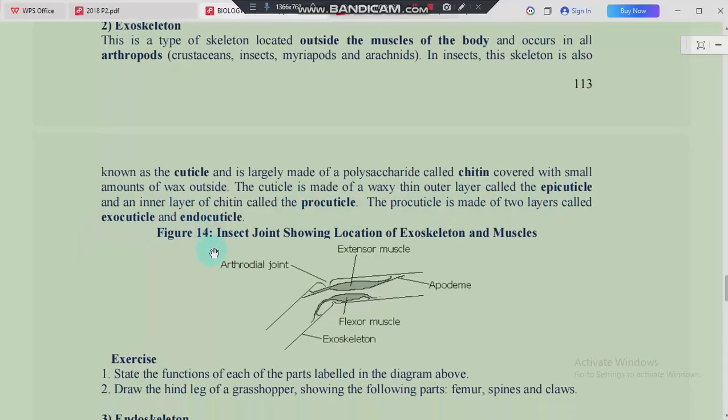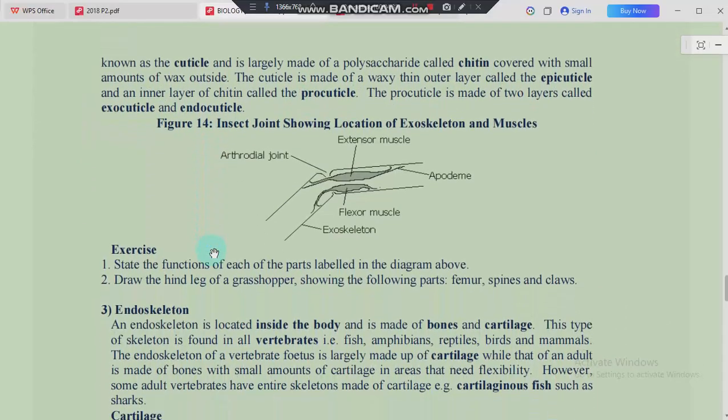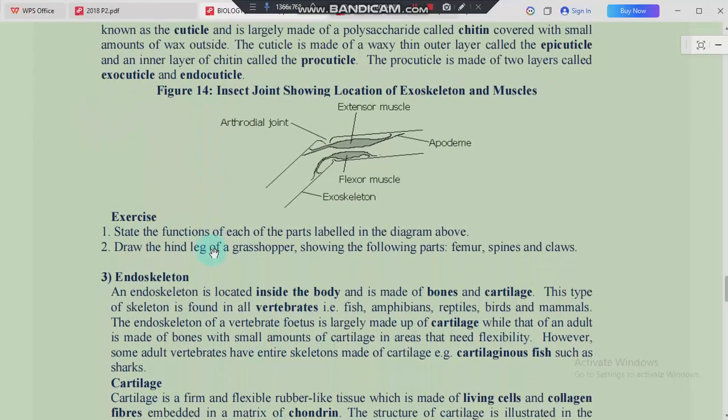This is our insect joint showing the location of an exoskeleton and muscle. We have our extensor muscle there, and we have our flexor muscle there, and then we have our epidermis there. Then we have the arthrodial joint, which is somewhere here, and then we have the exoskeleton. When we talk about the extensor muscles, obviously here we are talking about the biceps. When we talk about the flexor muscles, we are talking about the triceps, right?